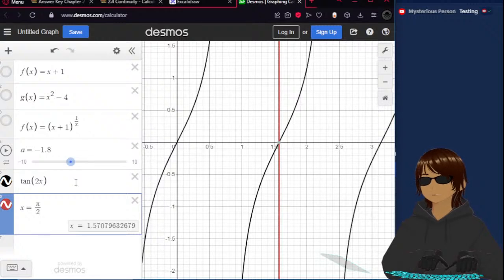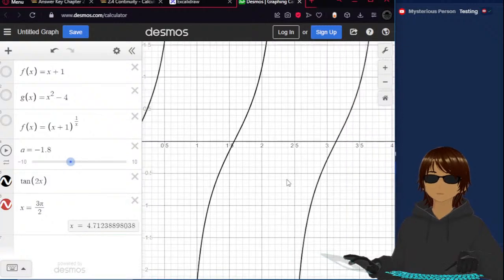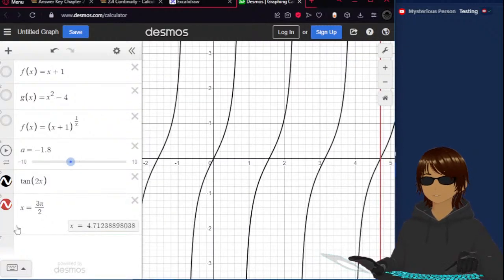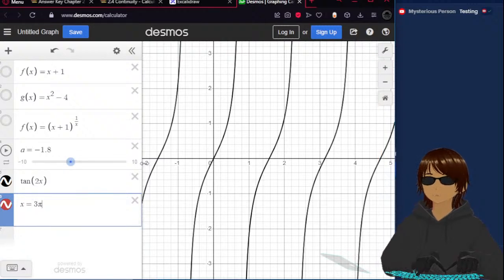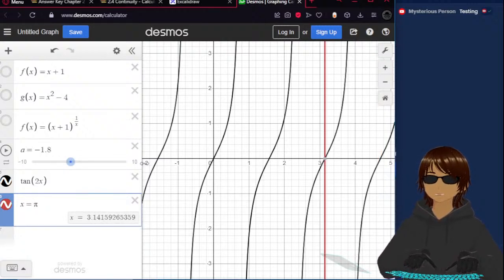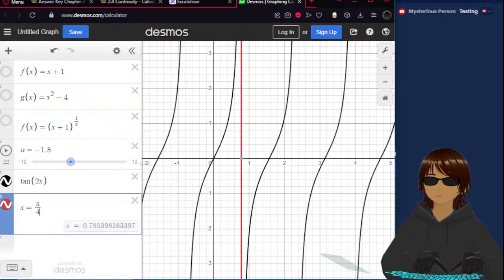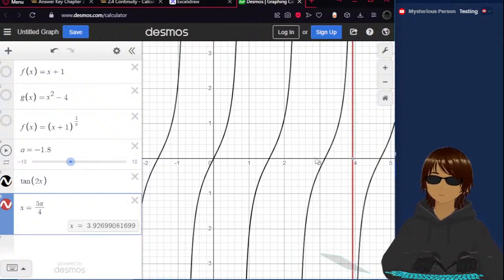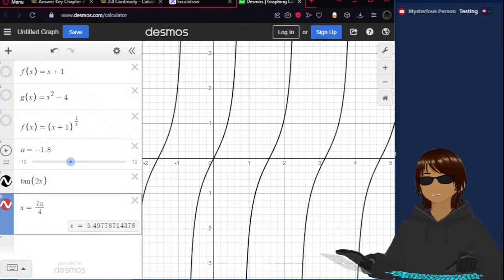No, it's not pi over 2. Wait. It's not this. Is it pi? It's pi over 4. Oh yeah, because it's multiplying by 2. And then 3, 5, 7. Okay.